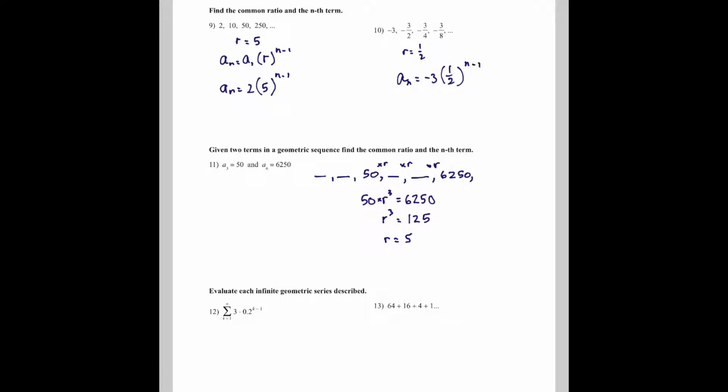Now, knowing the common ratio is only half of what I need to find the nth term. I need to know the first term. If I take the third term and divide it by 5, I'm going to get 10. And if I take that and divide it by 5, I get 2. So it looks like the first term is 2, and coincidentally, that's the same geometric sequence as from question 9, oddly enough. So the nth term there would be first term times the ratio to the power of n minus 1.